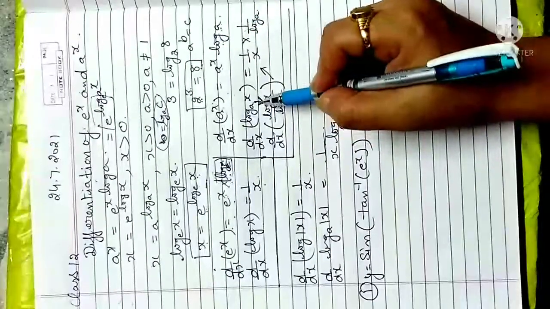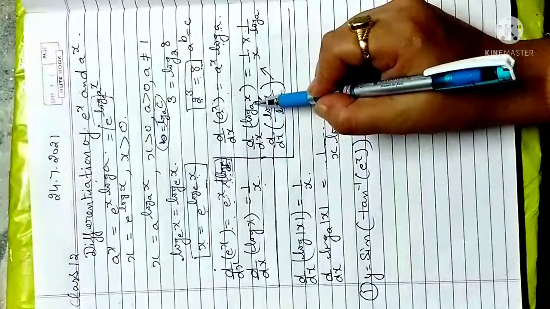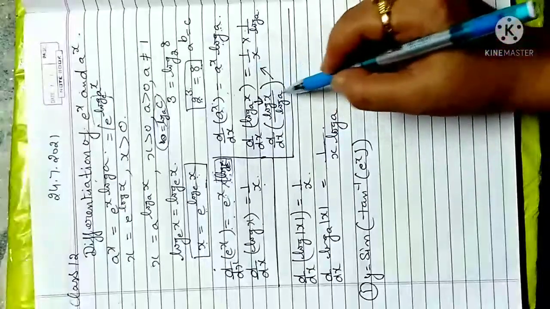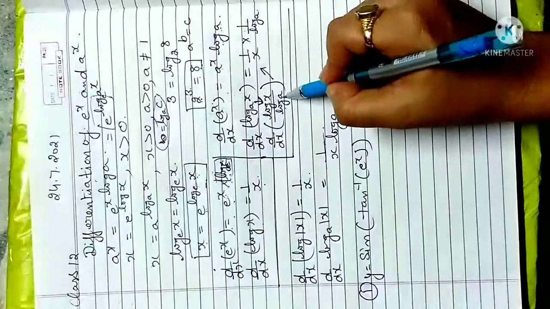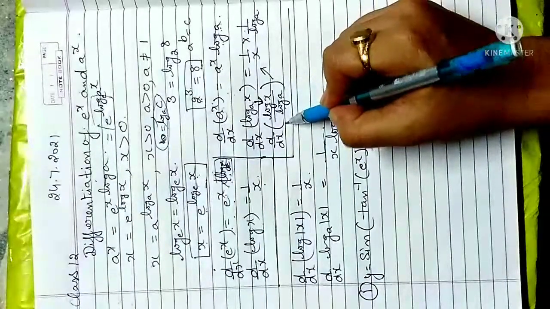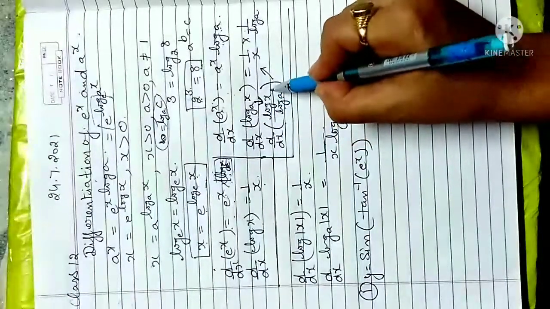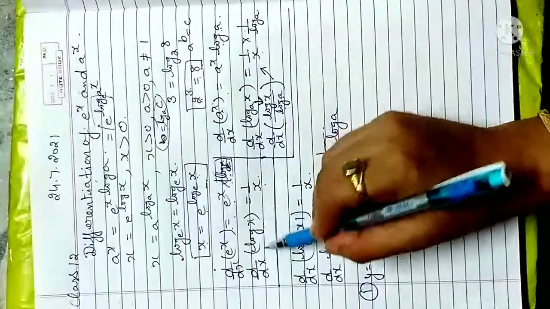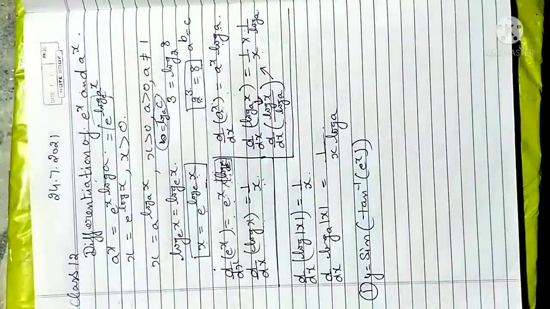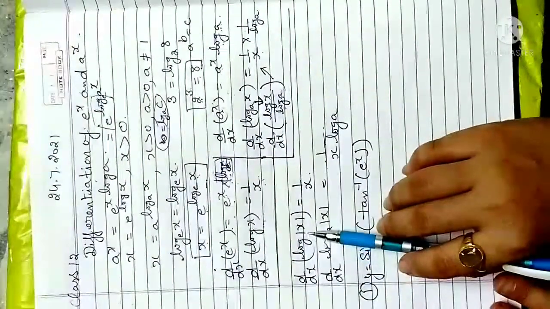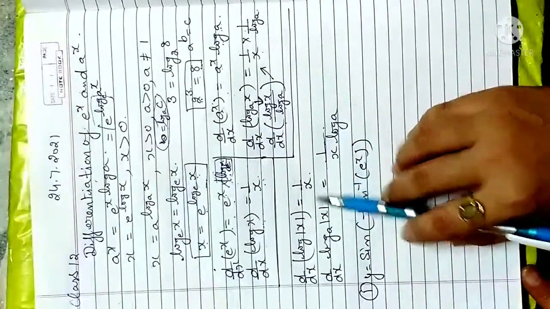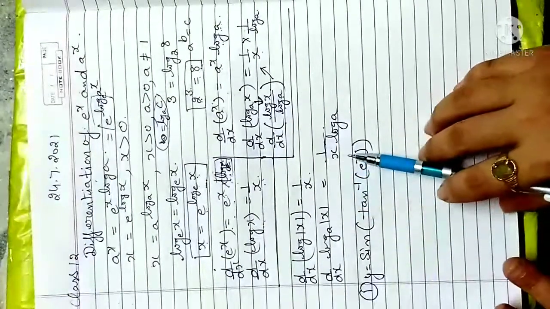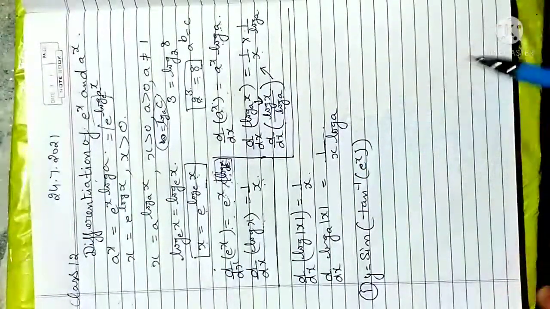Similarly, if you have to differentiate log with another base and x, first you have to apply the change of base formula, like log x by log a. Then 1 by log a is constant and you have to differentiate only log x, that is 1 by x. Differentiation of log x is 1 by x. Similarly, differentiation of log modulus x is equal to 1 by x when no base is written. When a base is written, it will be 1 by x log a.